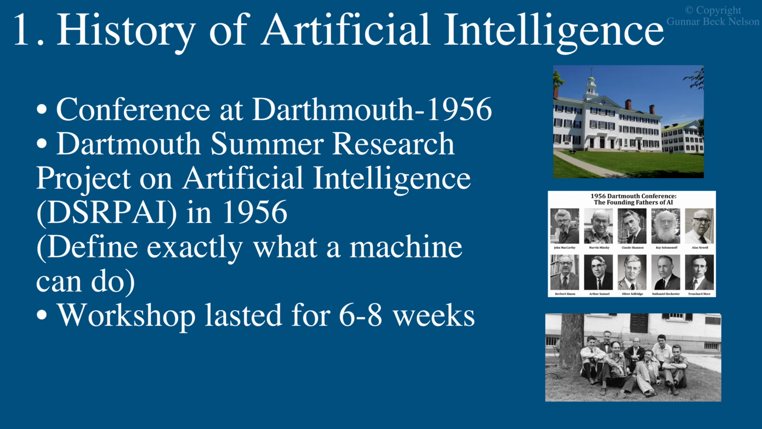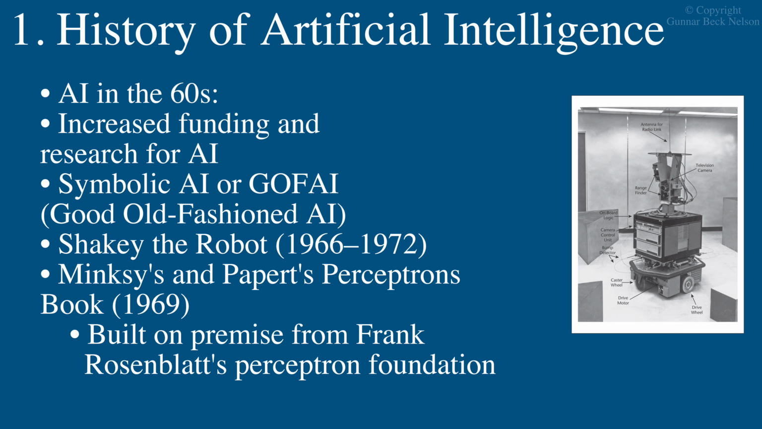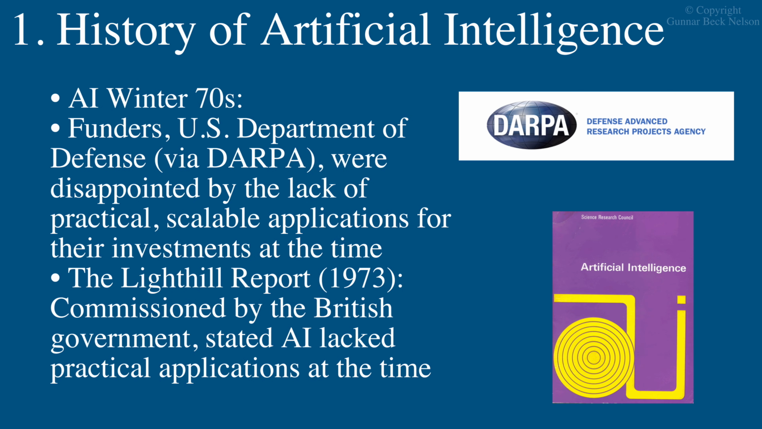The term artificial intelligence was first coined at Dartmouth in 1956, at the Dartmouth Summer Research Project on Artificial Intelligence. Afterwards, in the 60s, there was a unique boom in funding for AI research. However, in the 70s, also known as the AI winter, DARPA and the Lighthill report stated that, given there weren't many feasible applications at the time, they cut funding for AI research.